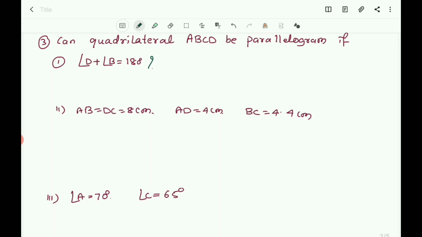Now here, first one, it is given that angle D plus angle B is equal to 180 degrees. Let us have the rough sketch of the parallelogram ABCD. Here what is given? The sum of angle D and angle B is given. It is not given that they are equal, their sum is 180 degrees, so you can't say that it is a parallelogram. So what is the answer here? You can say no.